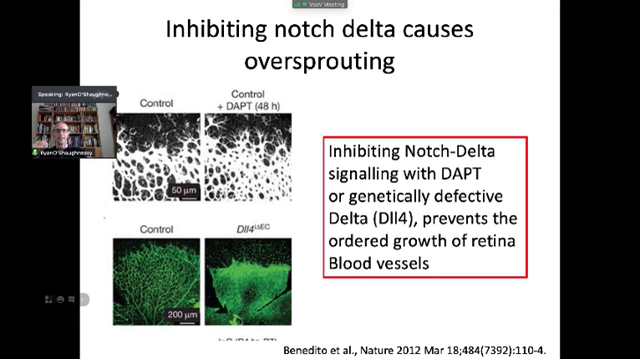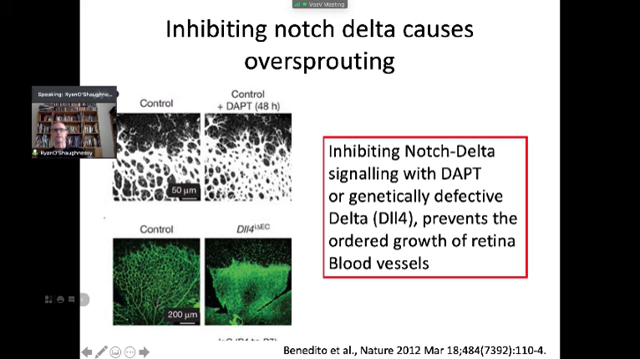And if we inhibit this Notch delta pathway, this can cause oversprouting. We can inhibit the Notch delta signaling pathway either by treating with a drug called DAPT or by making a genetically defective delta. Here we're looking at the ordered growth of retinal blood vessels, which has to be quite well controlled so that there's a good blood supply across the whole retina. In our controls, we can see a nicely organized branching of the retinal blood vessels.